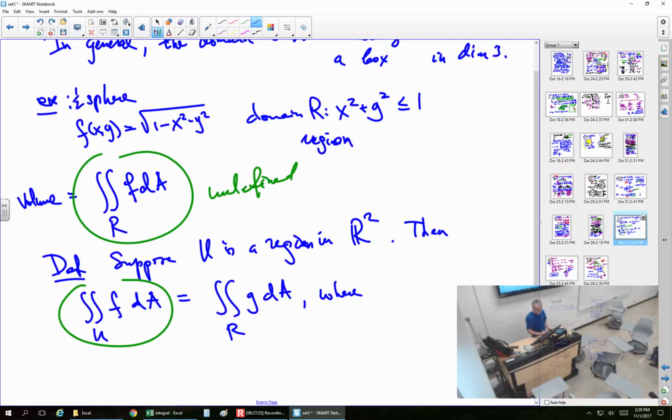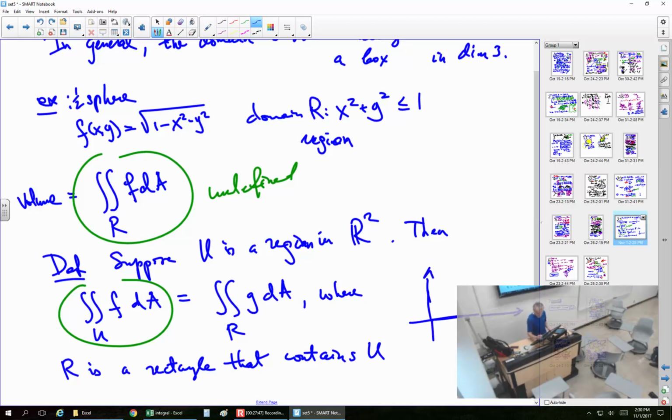So where R is any rectangle that contains U, and by rectangle, I mean the kind of rectangle that we have dealt with, and that is the one that is aligned with the axes. So if these are the axes, and I have my region U, which might be complicated, I put it inside of a rectangle R, like this. So that's my R.